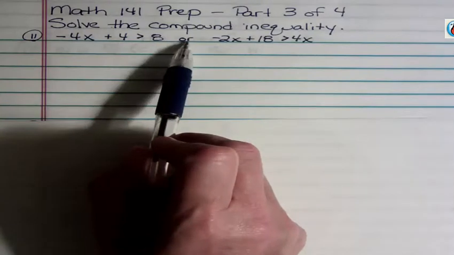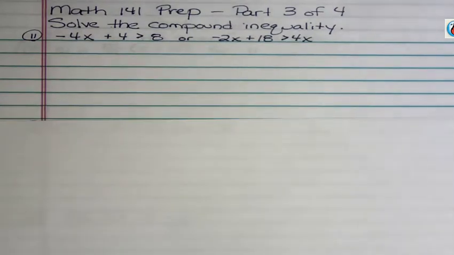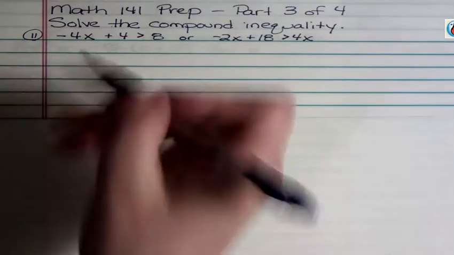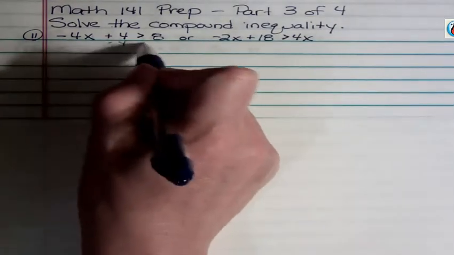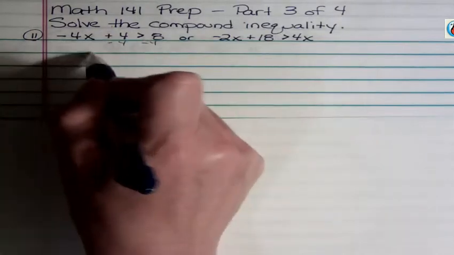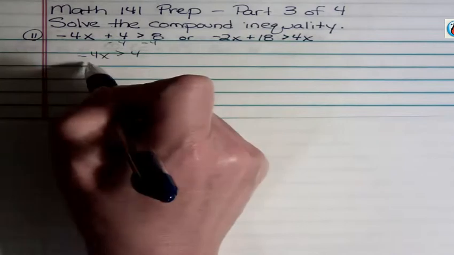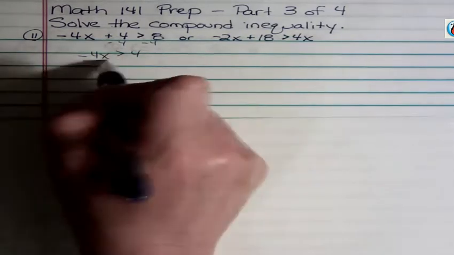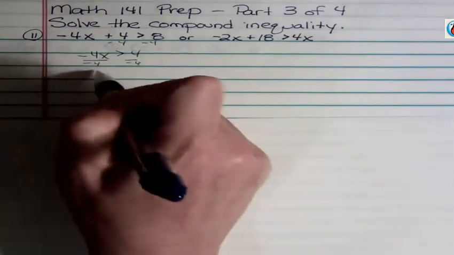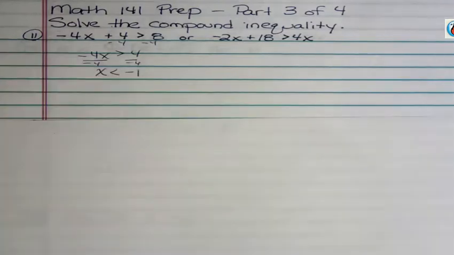This one is or. So we're looking for something where x could fit the first scenario or it could fit the second scenario. So it's a union of the two parts. I'm going to just simplify or solve both of these inequalities. I have negative 4x and I subtract 4 from both sides. I get 4, and if I divide both sides by negative 4, remember when you divide an inequality by a negative, you reverse the direction of the arrow to keep that to be a true statement.